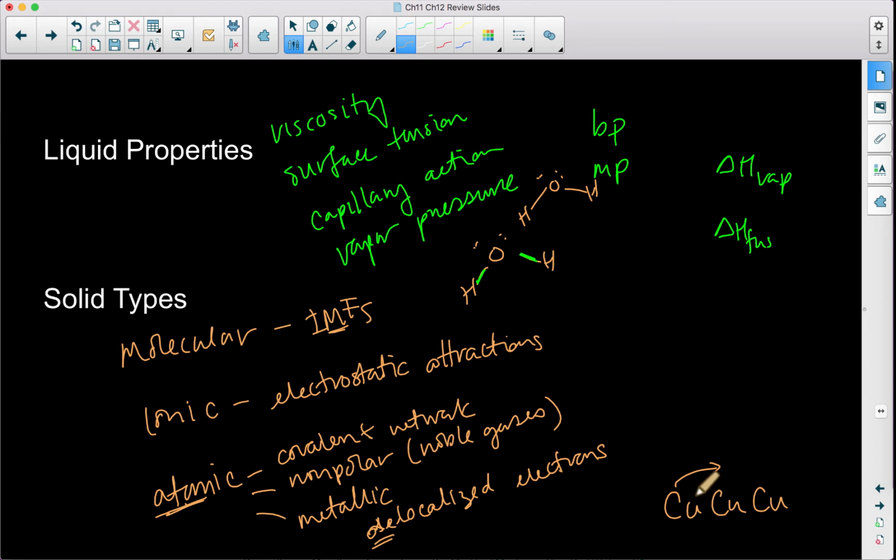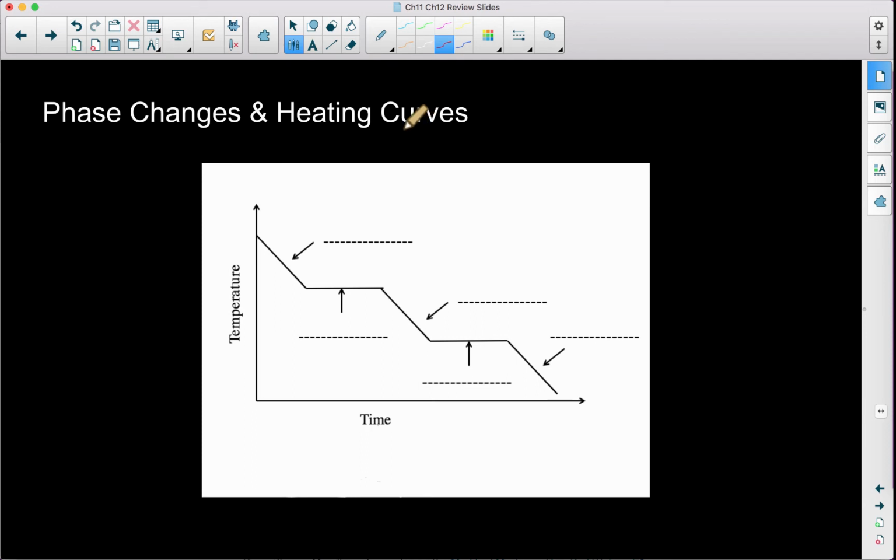And if we're not breaking any bonds because there are electrons everywhere, then we get properties like malleability and ductility, which make metals really useful for all the applications that we use them for. So anyway, those are our different types of solids and a summary of our liquid properties. Let's go ahead and apply some of this to heating curves.